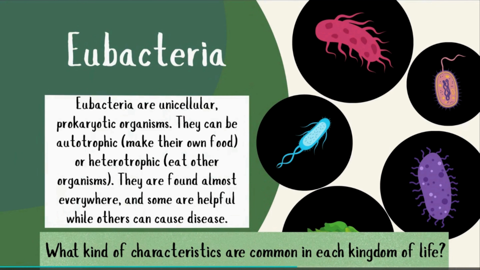The eubacteria kingdom: they are unicellular and they are prokaryotic. Remember, we said all types of bacteria are going to be prokaryotic. They can be autotrophic, meaning they can make their own food, converting sunlight into energy, or they can be heterotrophic, and they can eat other organisms to get their energy. They are found almost everywhere, right? On your hands, inside your stomach, on your table. They are almost everywhere, and some are very helpful. In fact, most of them are helpful, and some of them are harmful and can cause you to get sick and get different diseases.